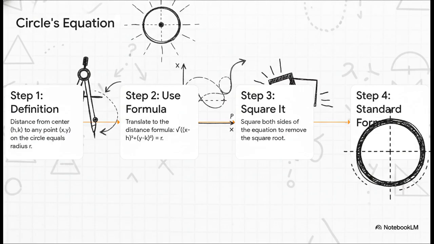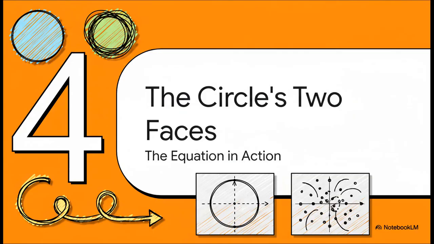Easy enough. Step 2. Now we just translate that sentence into math using our distance formula. See? Step 3. To clean it up, we just square both sides, get rid of that pesky square root. And step 4, bam, that's it. That's the equation. This is the standard form of a circle, and it comes right out of the definition. It's so elegant.